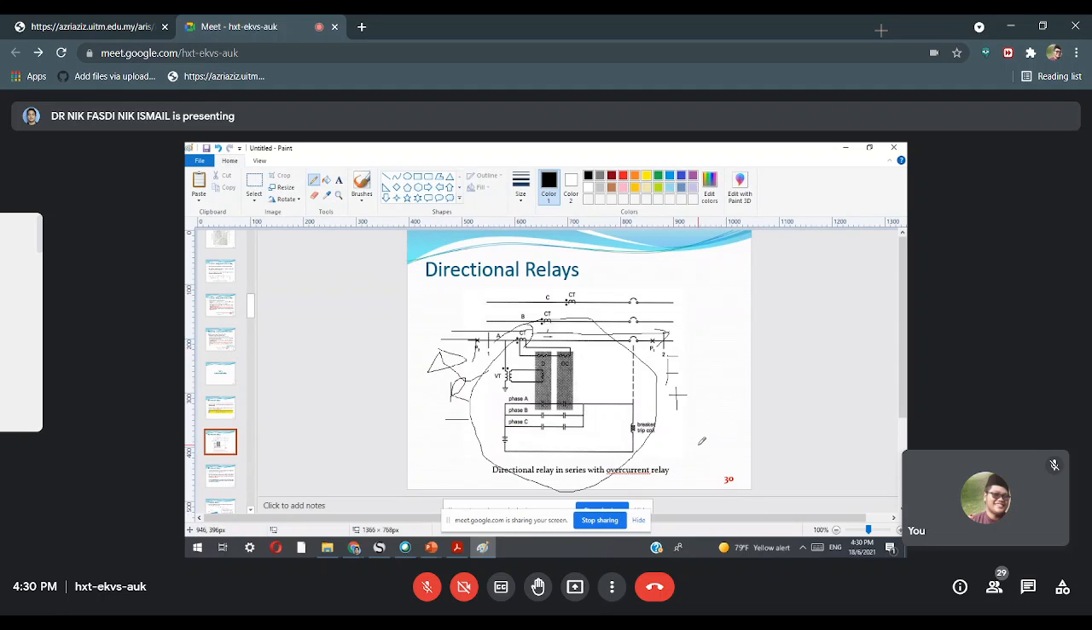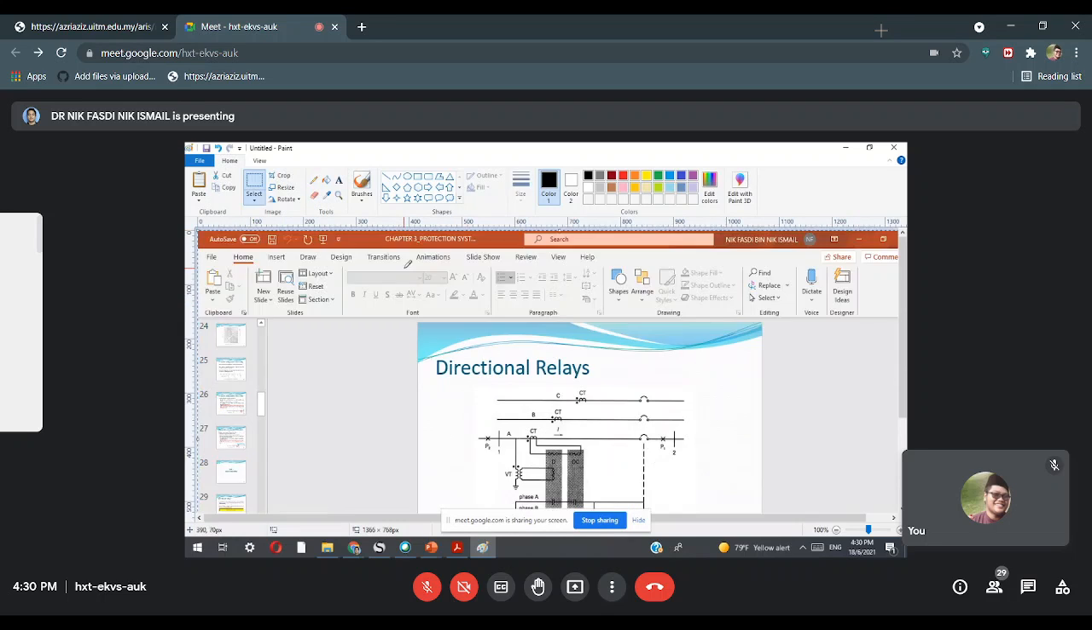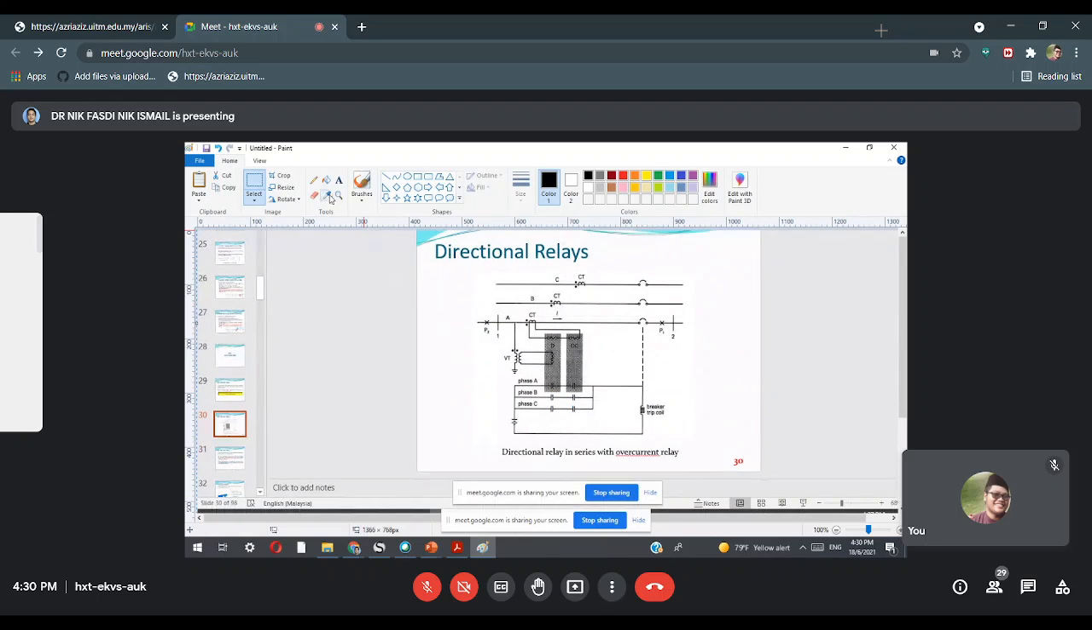Okay? Boleh faham ke? So kita memang nak forward lah. Kita tak nak reverse. Kenapa kita tak nak reverse? Because the operation of directional relay only operate when there is a forward current. Dia nak forward saja. Forward saja dia akan turn on.